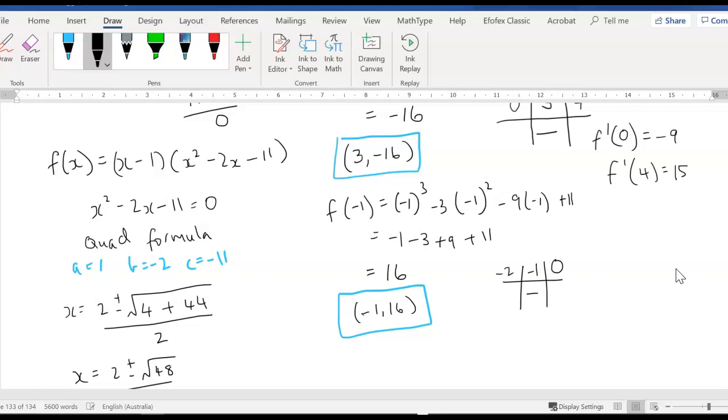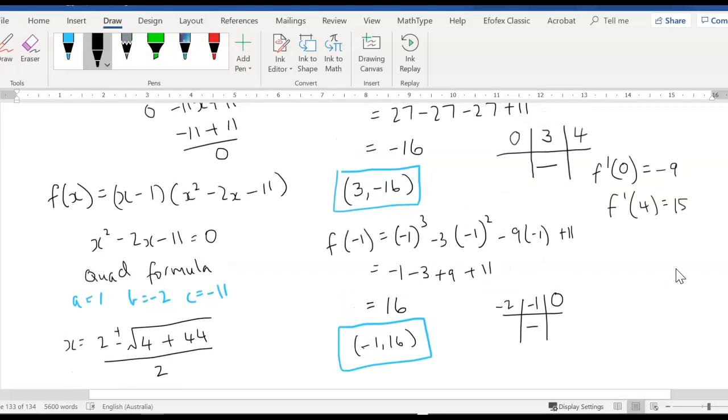God, probably shouldn't be relying on my mental maths. Okay, so your gradient at x equals 0 is a negative number, so negative gradient. Your gradient at x equals 4 is a positive number, so positive gradient. So you can see at 3, negative 16, it's going to be a local min.